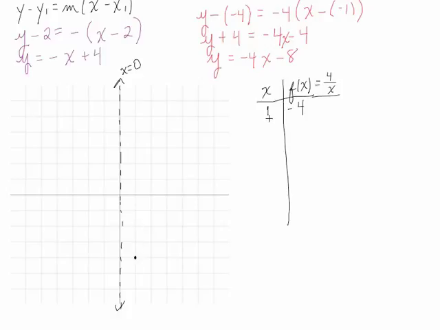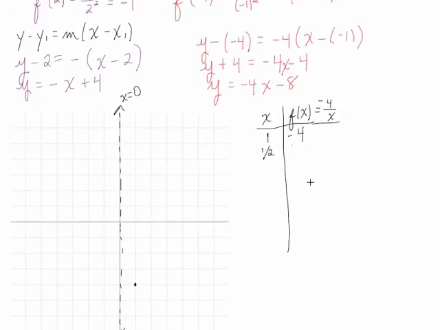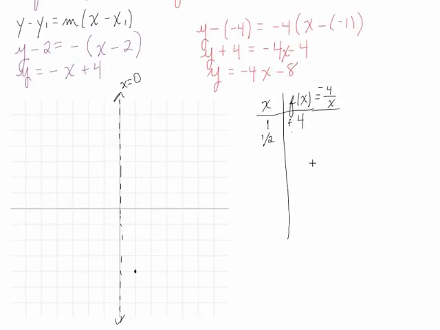Down here. When x is, let's see, it should be an asymptote there. If I plug in a half, let's get a little closer to that x-axis, we would have 4 divided by a half. That's the same as 4 times 2. Oops, is that supposed to be negative? No, positive. I don't know why I put negative there. Hold on, let's back up here.